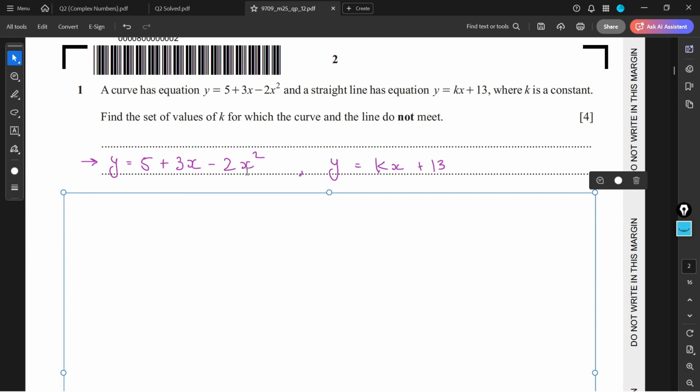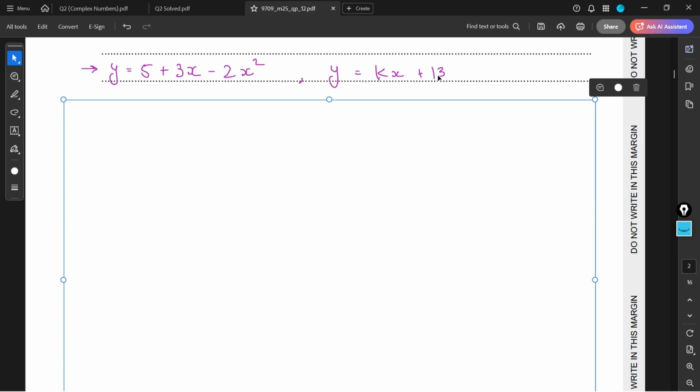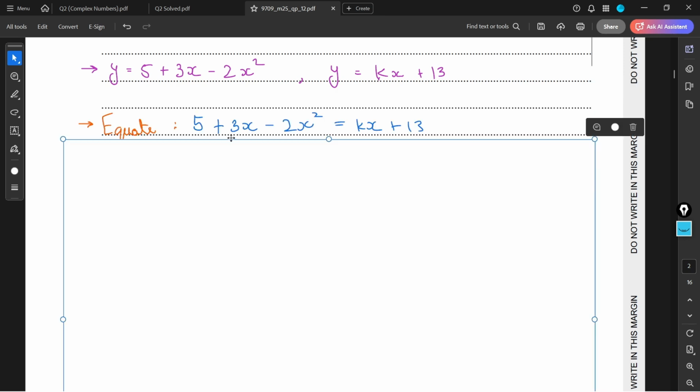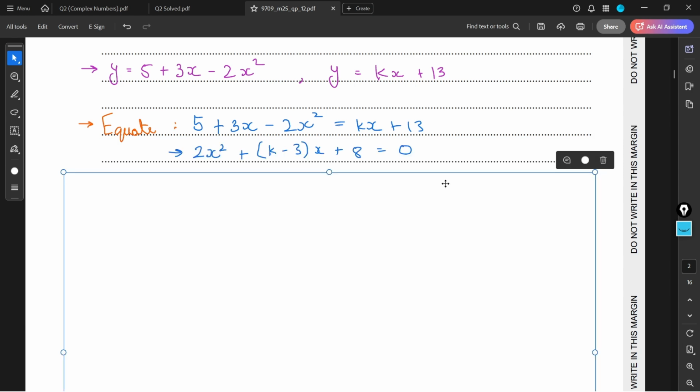I've written down the equation of the curve and the equation of a straight line. To understand if there is any point of intersection or not, we need to equate both of them. Once we are done equating them, we can see that it's not in the format of ax squared plus bx plus c equal to 0, which is the ideal format to start solving any quadratic equation. So I'm going to convert it into that format by sending all the terms to the right hand side. In doing so, I achieve a quadratic equation with one term in x squared, one term in x, and one constant term. Therefore, from this quadratic equation, a is 2, b is k minus 3, and c is 8.